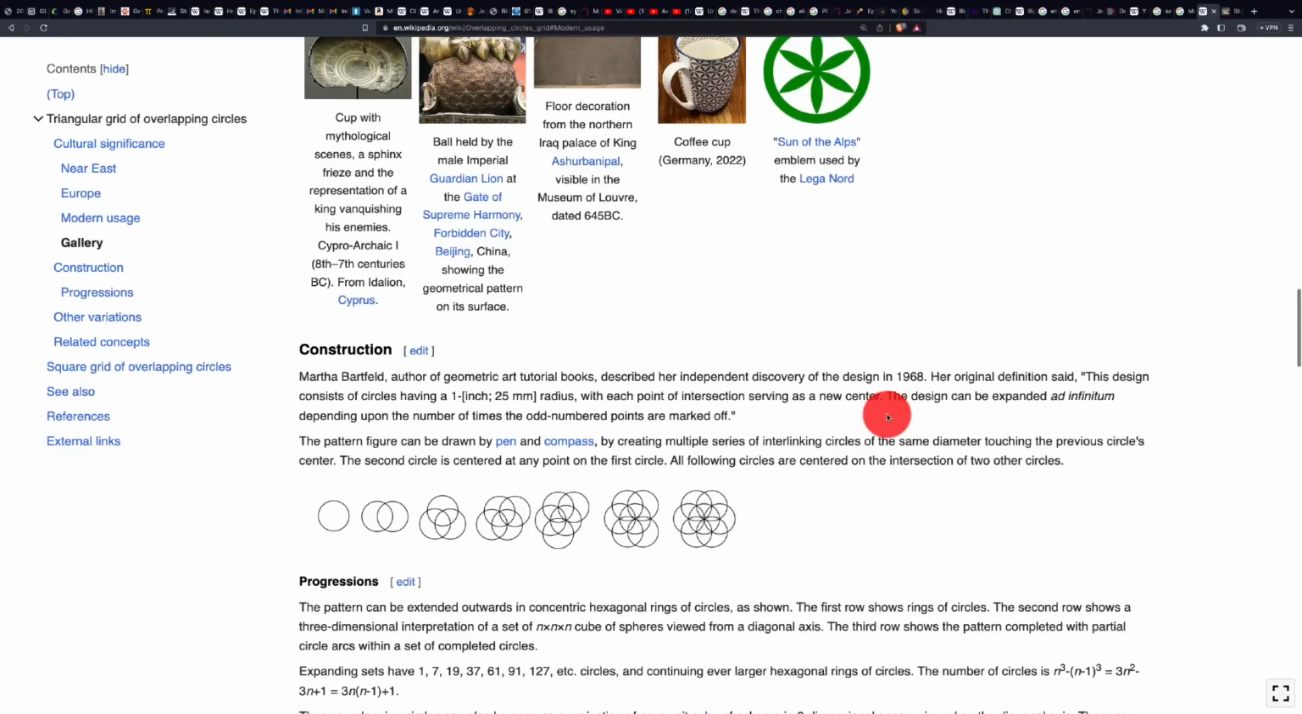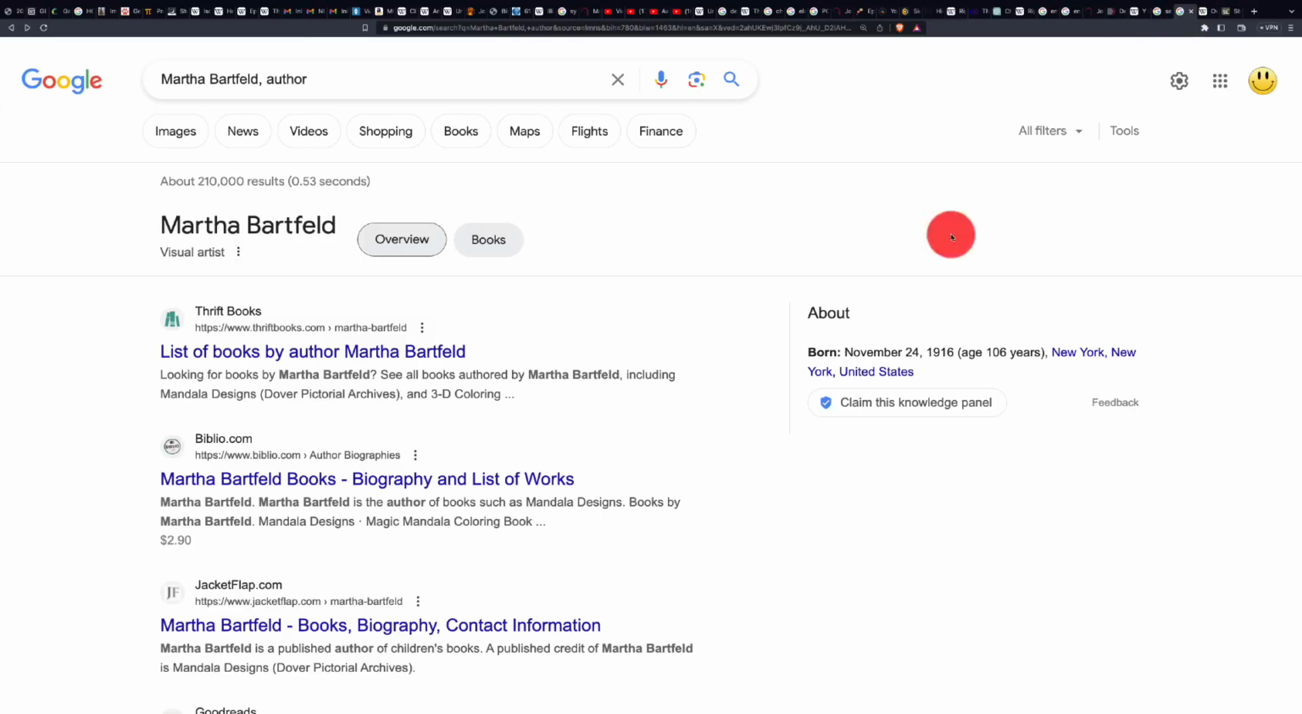But really the big takeaway for this is this person here, Martha Bartfield, who is an author, and she had an independent discovery of this design in 1968, and she started just with a circle and just multiplied the circles and created the shape out of that. So I started to dig a little bit. I'm like, who is this lady? I couldn't find much information. So is it just a pen name, and is it just a made up name? It could be, I don't know, but there's no death date here.